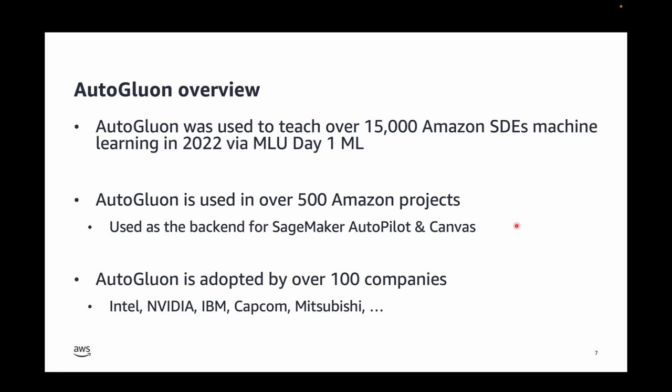So it's used both by some products that Amazon has, such as SageMaker, Autopilot, and Canvas, and also internally with many teams who have used machine learning, maybe classifying products or for all sorts of machine learning tasks happening within Amazon. And it's also adopted by many external companies such as Intel, NVIDIA, IBM, Capcom, and Mitsubishi.